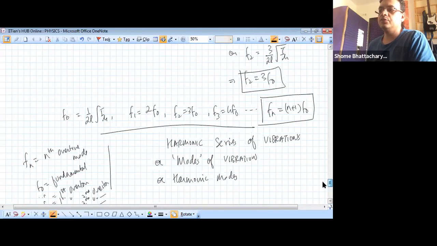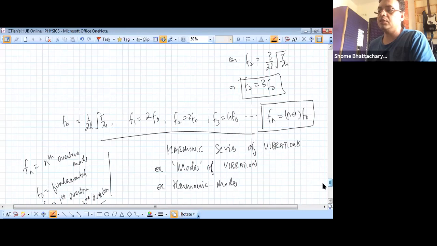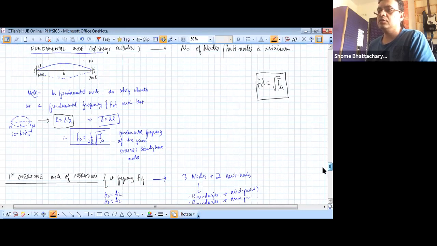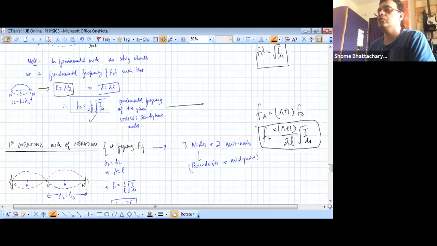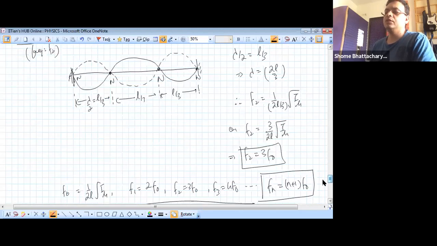So just make sure you review the notes at least, and if possible, the recording also, and you understand this relationship. The fundamental frequency is given by this formula, and from this, the nth overtone is given by n plus 1 times the fundamental. So the formula of the nth overtone mode becomes n plus 1 divided by 2L square root T by mu. This is another way to express the nth overtone mode. But of course, this comes later. Here we understand the fundamental, the first overtone, then the second overtone, then we generalize it.